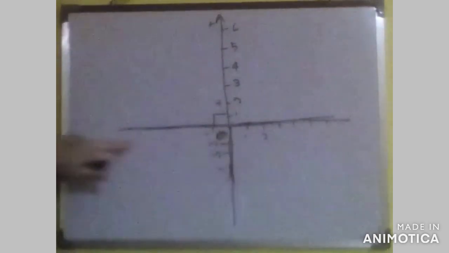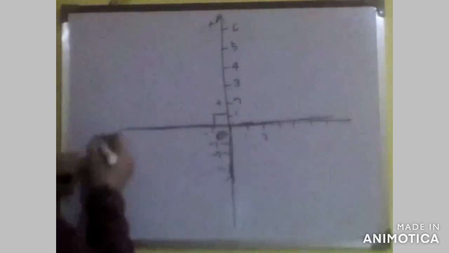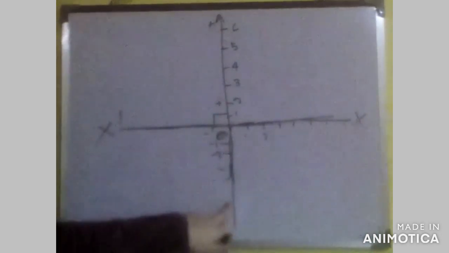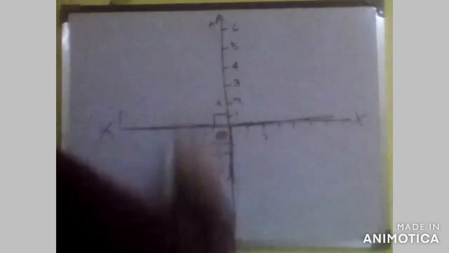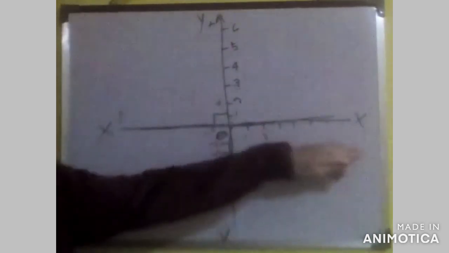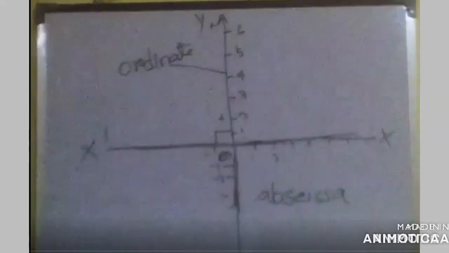The number line which is horizontal is called the horizontal axis or x-axis, and this number line, which is standing perpendicularly on the x-axis at the point 0, is called the y-axis. It is generally known as the x-axis, and this is generally known as the y-axis. In any coordinate, x is called the abscissa and y is called the ordinate.